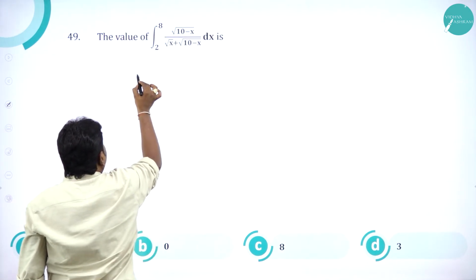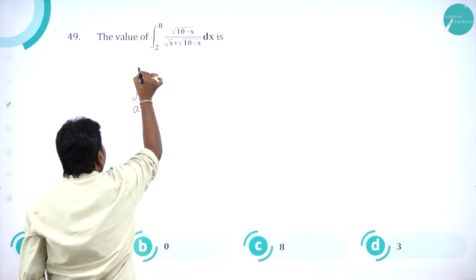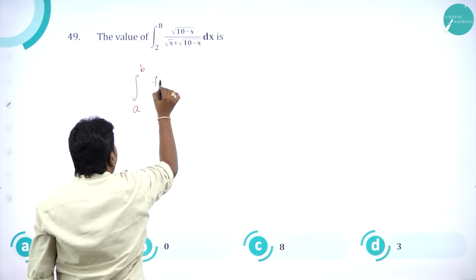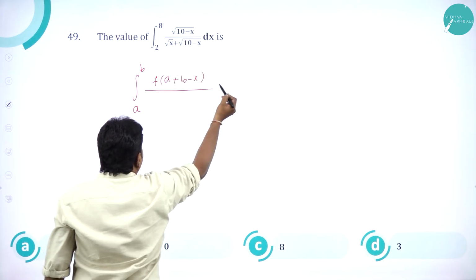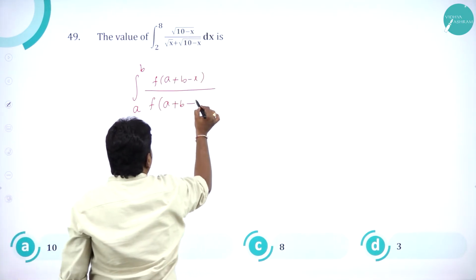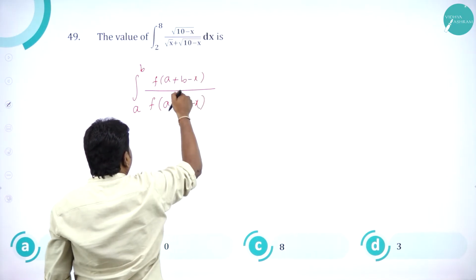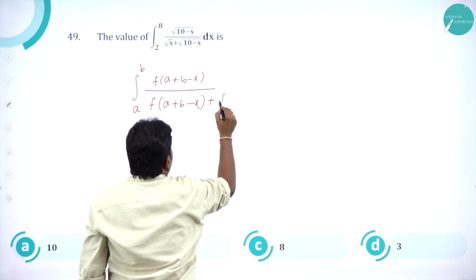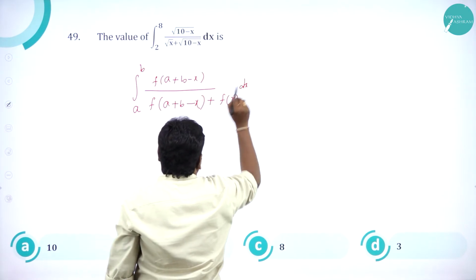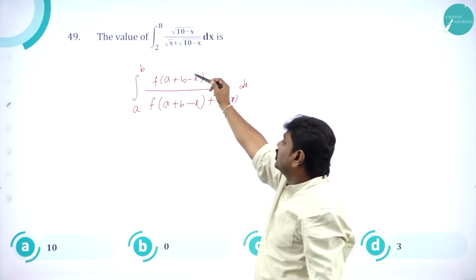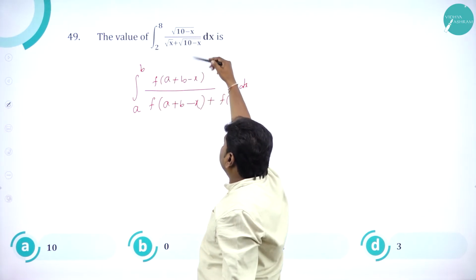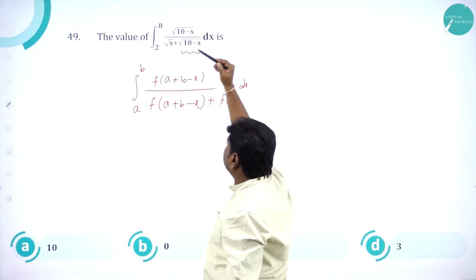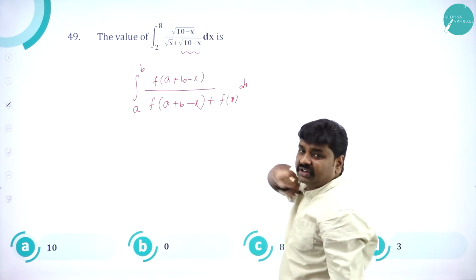So I can say it is in the form of the integration from a to b of f of a plus b minus x divided by f of a plus b minus x plus f of x, dx. You observe this, the problem looks the same. What is a plus b? 8 plus 2, 10. 10 minus x divided by this is also 10 minus x, and root x. Root x is the function.